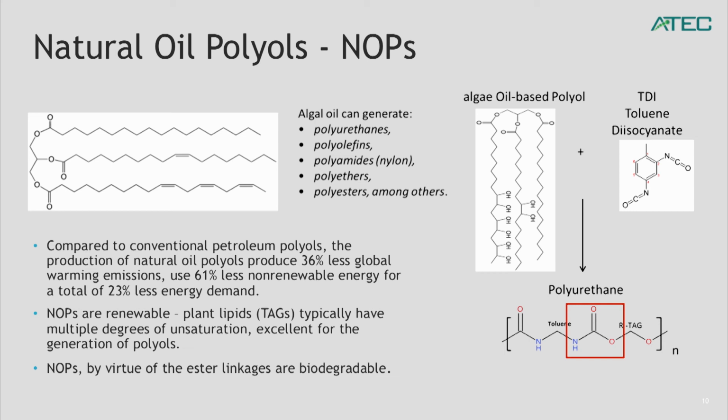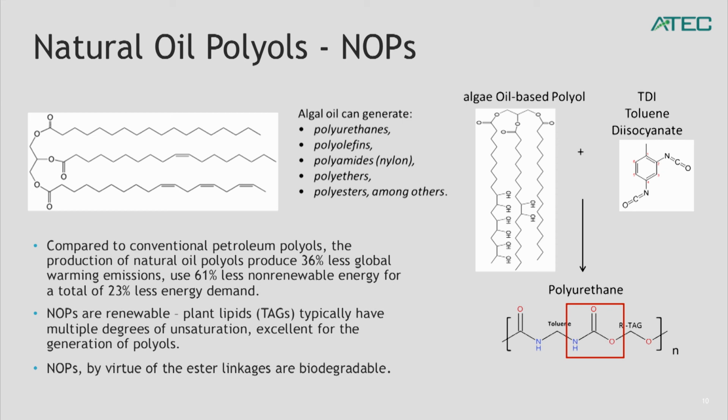Okay. They use 61% less renewable energy. What people sometimes forget about is how much petroleum is used to do the heating that does the distillation in petroleum refining to break these things down and get them into their base chemical categories. And so altogether, you're looking at an overall 23 or about 25% less energy demand on you making these polyols from these natural oils. They're renewable, they're biodegradable, right? They're non-toxic, okay? And they can be made into a variety of ways.